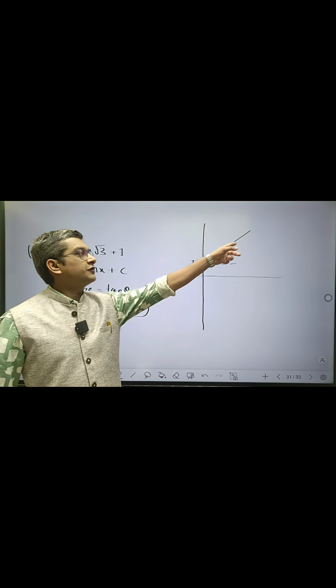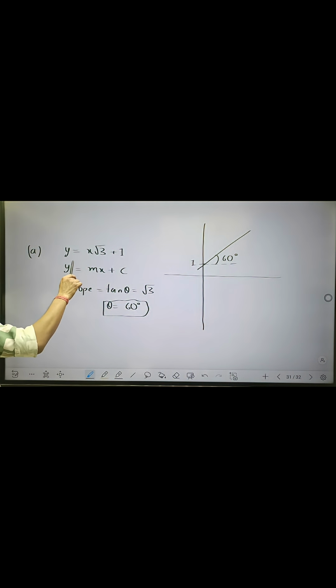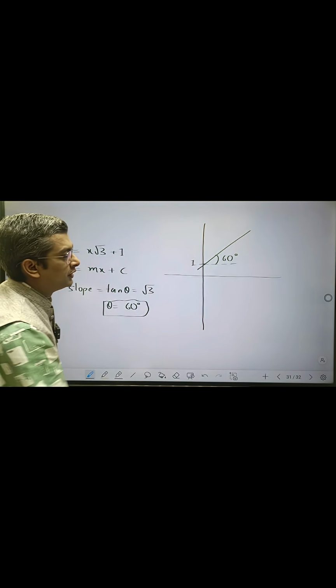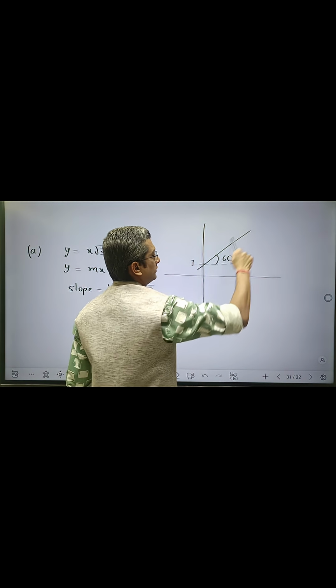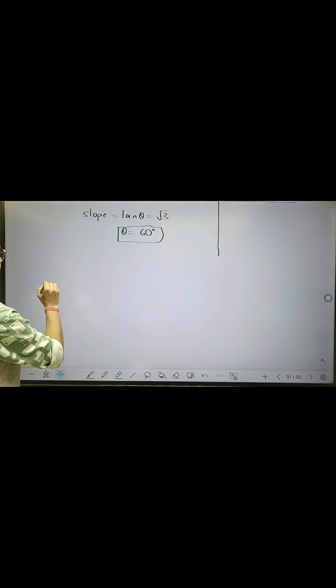In this way, this straight line represents the equation y is equal to x root 3 plus 1, where 1 is the y-intercept and root 3 is giving the slope. So this is the straight line. Now let's have some more examples.